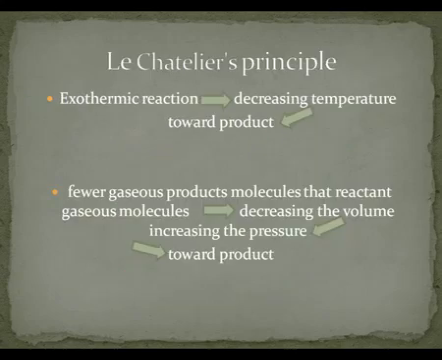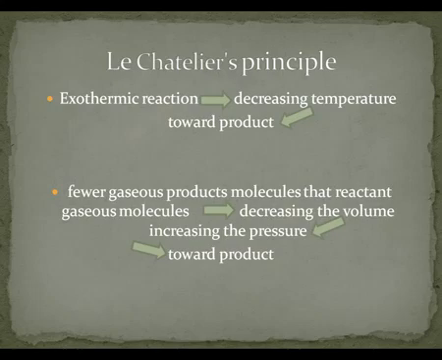Le Chatelier's principle. Le Chatelier's principle states that a dynamic equilibrium tends to respond so as to relieve the effect of any change in the condition that affects the equilibrium. The two important concepts of this principle applied to the ammonia production are the following. First, in an exothermic reaction, decreasing the temperature would result in the equilibrium shifting toward the product. And the second concept, when there are fewer gaseous product molecules than reactant gaseous molecules, increasing the pressure would force the equilibrium to shift toward the product.